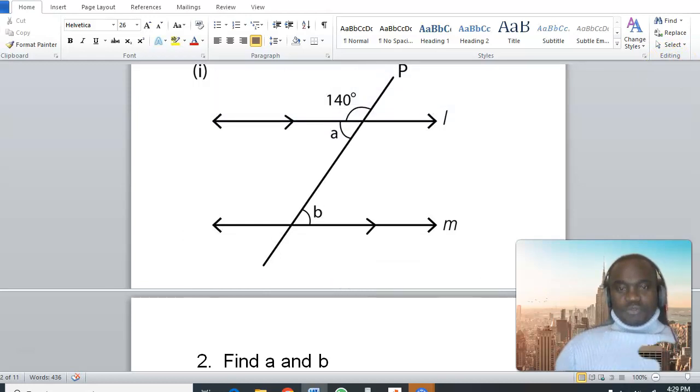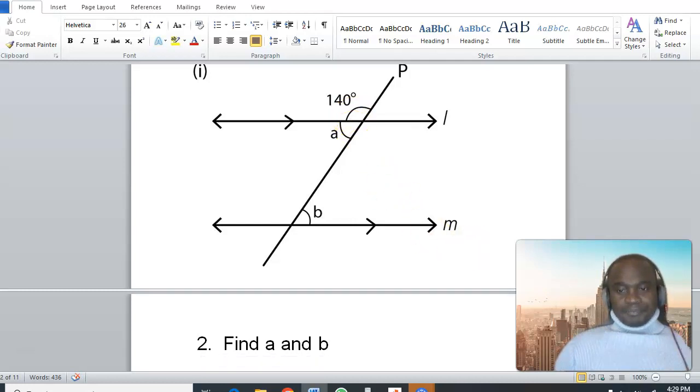So we are going to find A and also find B. How are you going to do that? We know A plus 140 should be equal to 180. That is angle on a straight line.